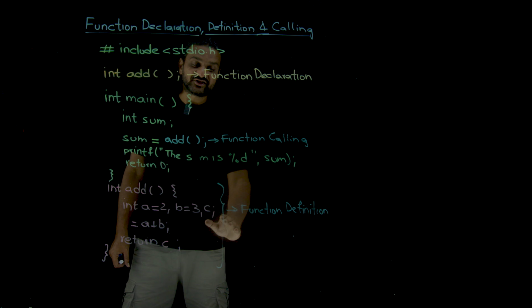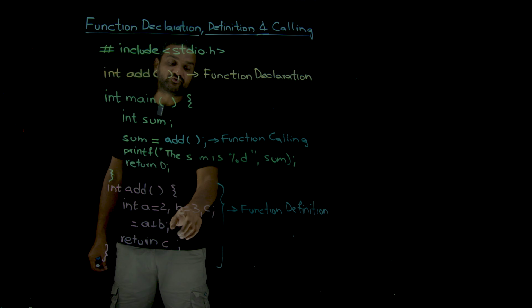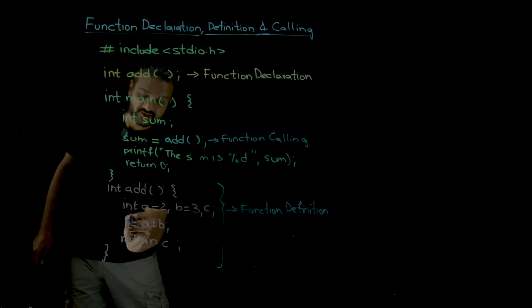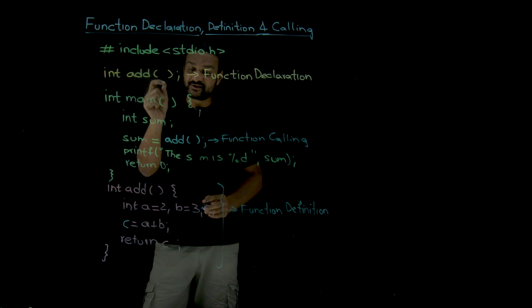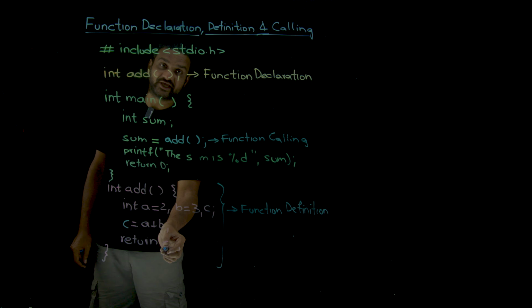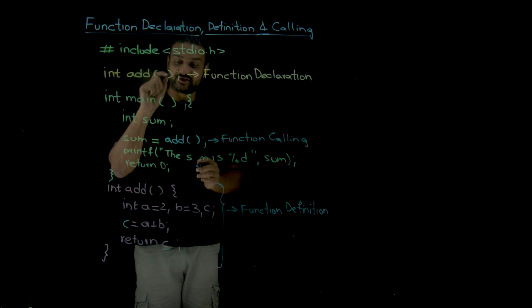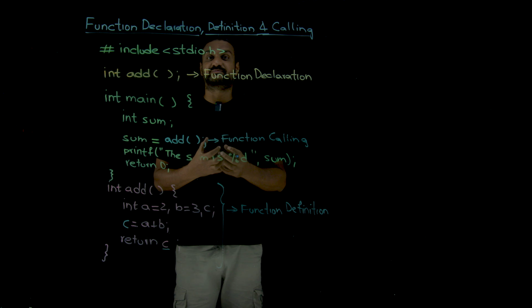Okay, now what's happening within this function? Here I have declared three variables a, b, c. a is given a value of 2, b is given a value of 3, and c is equal to a plus b. The sum of a plus b will be stored in c, and it is going to return c. Means the value that is stored in c, in this case 5, will be returned back to where the function has been called. So this is the definition of a function, and the function call is made elsewhere.